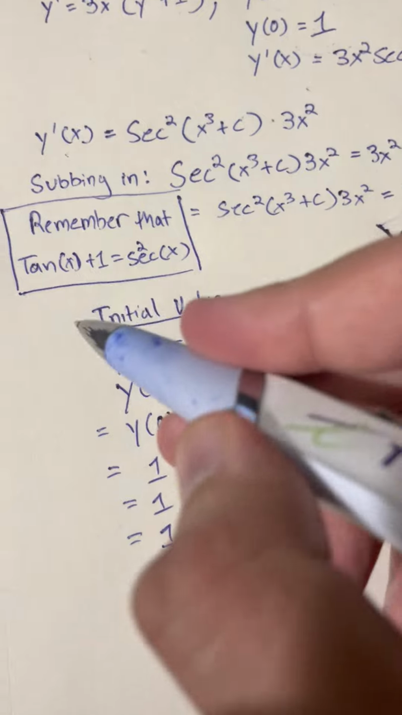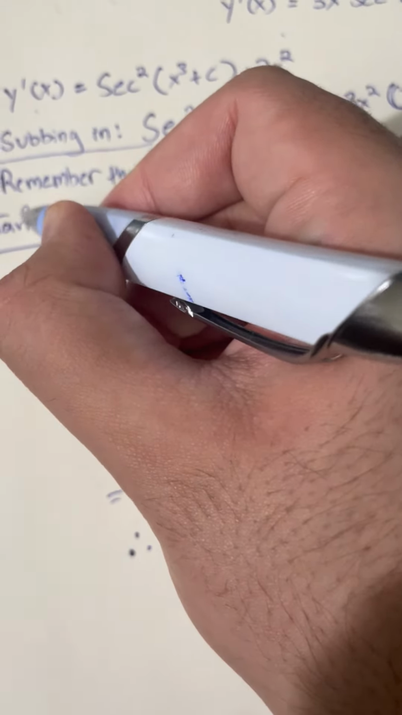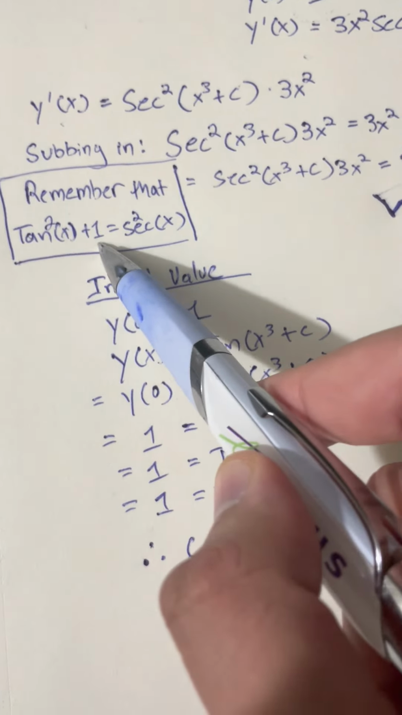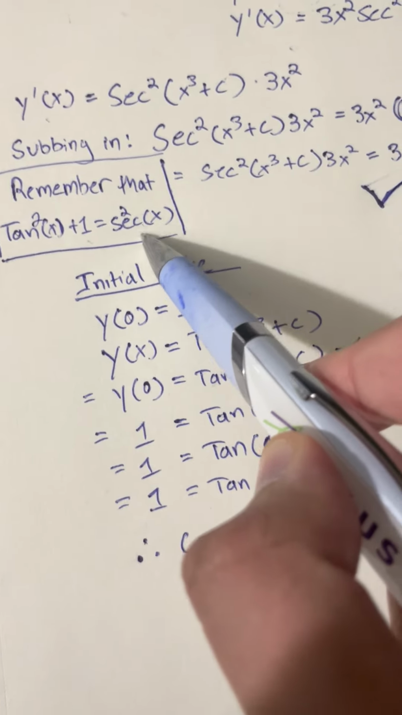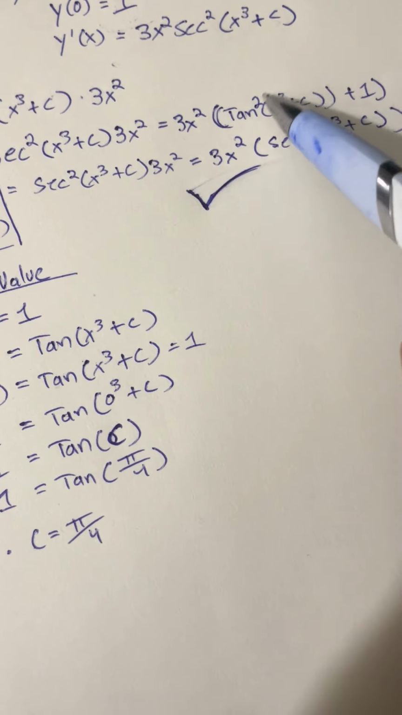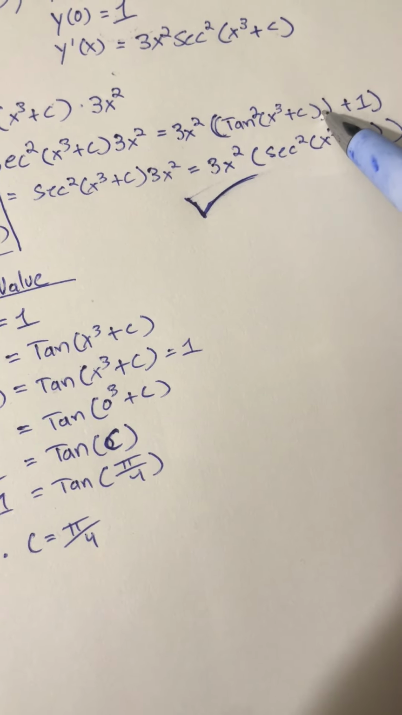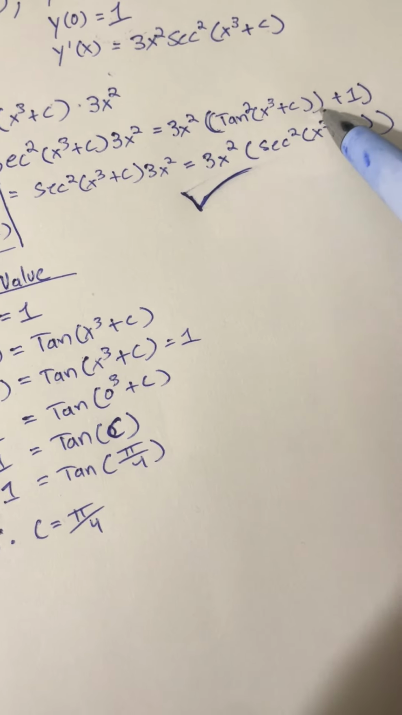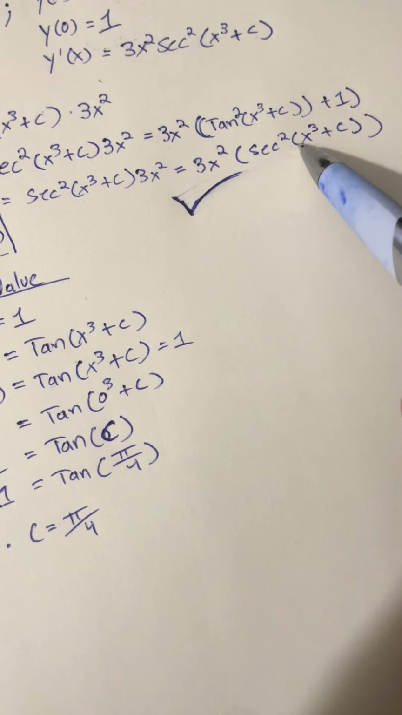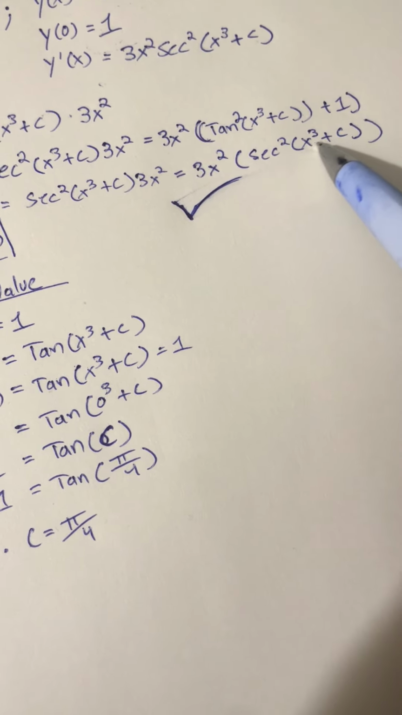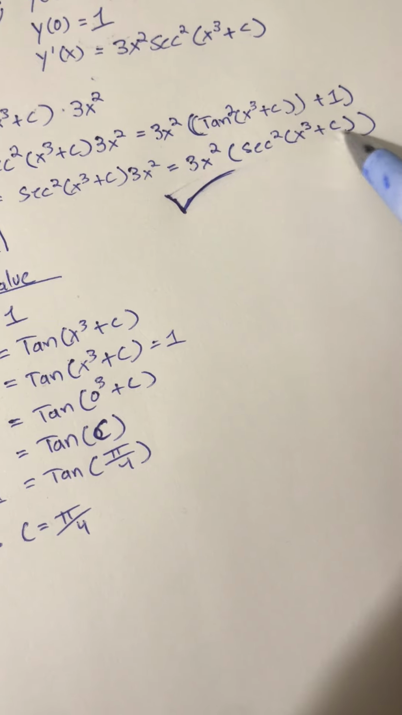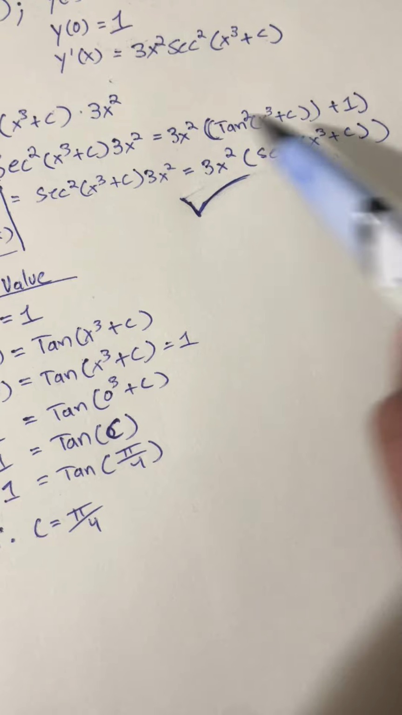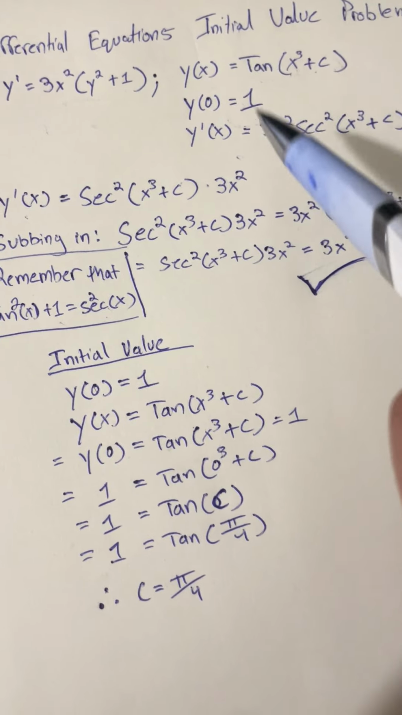But remember this identity: tan squared x plus 1 is equal to secant squared x. So here, when we see tan squared of x to the third plus c, we're just going to sub that in with secant squared x. So this whole thing is just going to become secant squared, and then what was in the parentheses right over here, x to the third plus c. And we can see that it works out because the left side is equal to the right side. It's the same exact thing. So this is a differential equation.